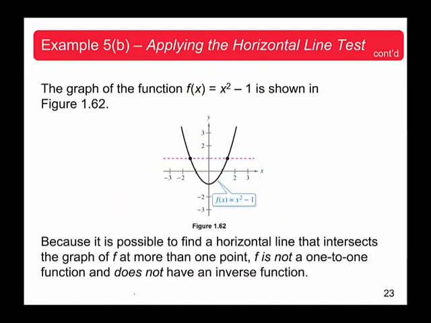Okay. Not like this one, x squared minus 1. Any time you draw a horizontal line, you're going to have two intercepts, which tells us that for any given y value here, you end up with two x values. So it's not one-to-one. So therefore, it has no inverse function.